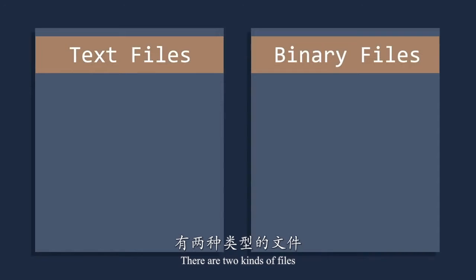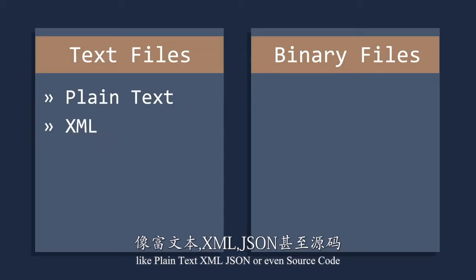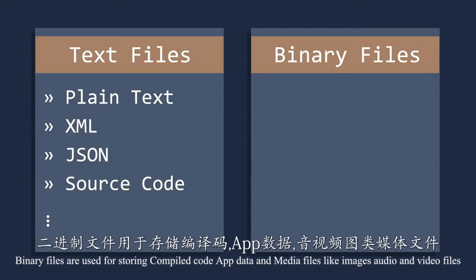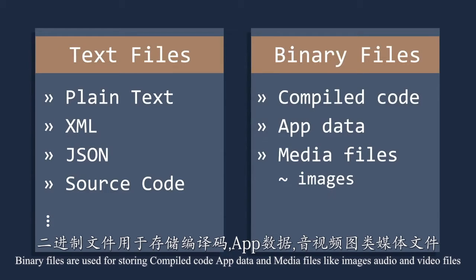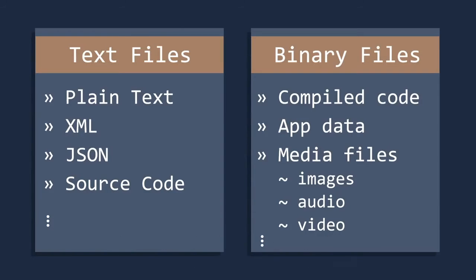There are two kinds of files, text and binary. Text files are generally human-readable data, like plain text, XML, JSON, or even source code. Binary files are used for storing compiled code, app data, and media files like images, audio, and video files. Today we will learn how to read and write text files.